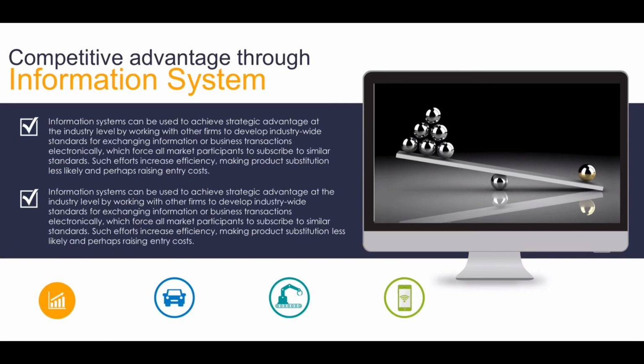And finally, competitive advantage through information systems. We can say that information systems can be used to achieve a strategic advantage at the industry level by working with other firms to develop industry-wide standards for exchanging information or business transactions electronically, which force all market participants to subscribe to similar standards. Such efforts increase efficiency, making product substitution less likely and perhaps raising entry costs.